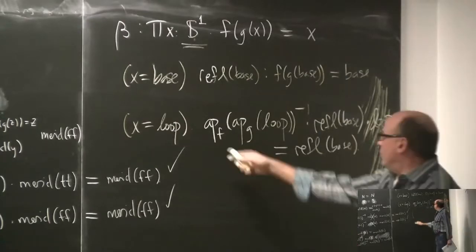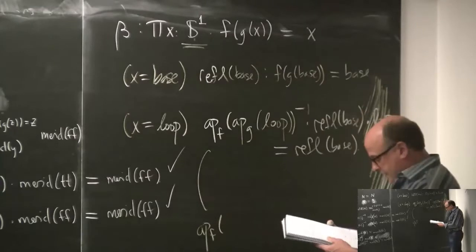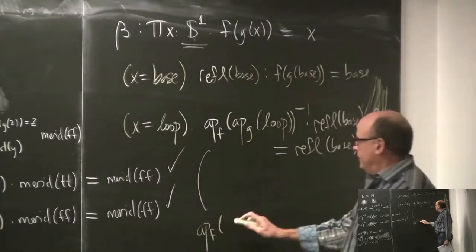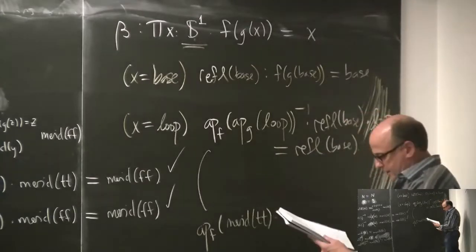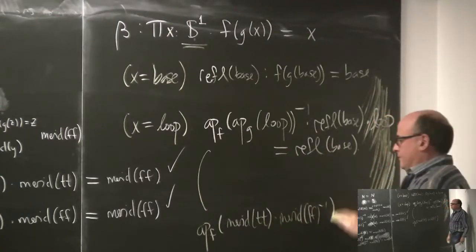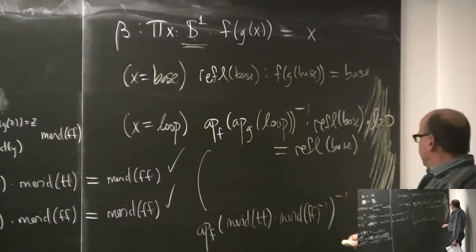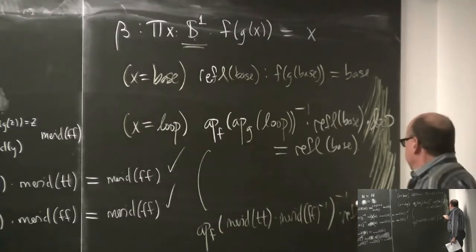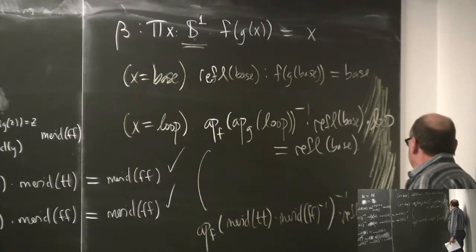So this guy is AppF, and then what does G do to the loop? Well, it goes to the loop in the suspension, which I define somewhat arbitrarily as meridian of T times a meridian of false inverse, did I not? Is that the one I did? There are several loops I made. Yeah, that's what I did. And now that whole thing is inverse. Okay, and then base, and then loop at the end here.